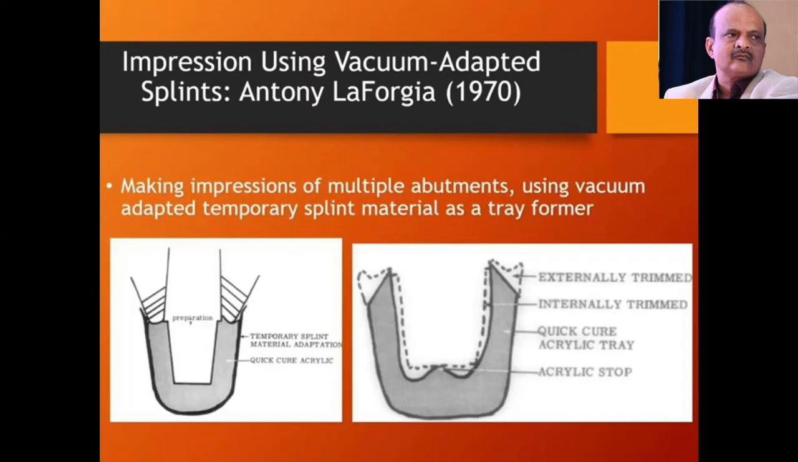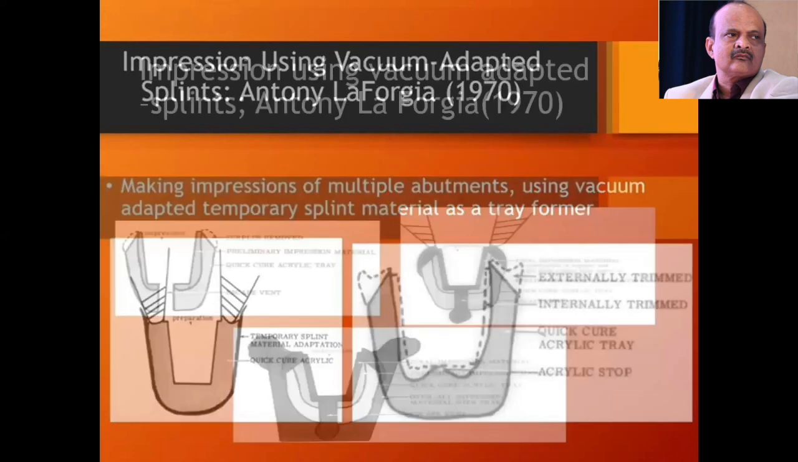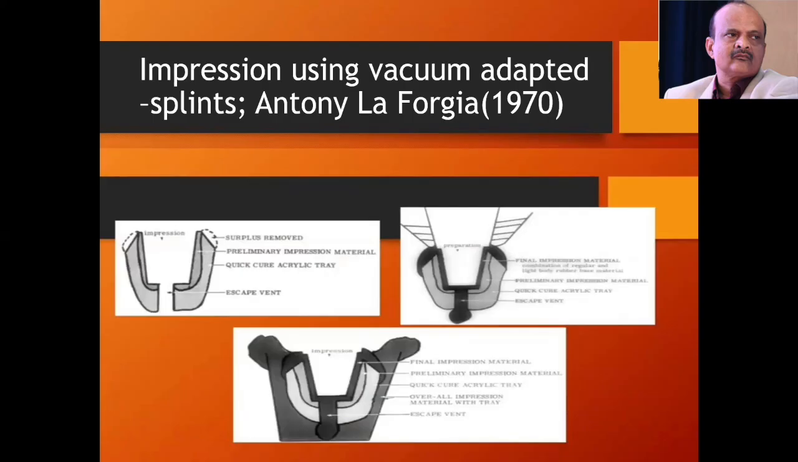area. Then once the material is set, you remove that, and the internal and external surfaces are trimmed. The heavy body material is carried in the acrylic tray that has been fabricated and then an impression is made. Then the occlusal escape vents are made through the acrylic and the heavy body, a light body is loaded in the tray and an impression is made. Then this entire impression assembly is fixed with a medium body impression. So this is recommended by Antoine Leforgia in 1970.